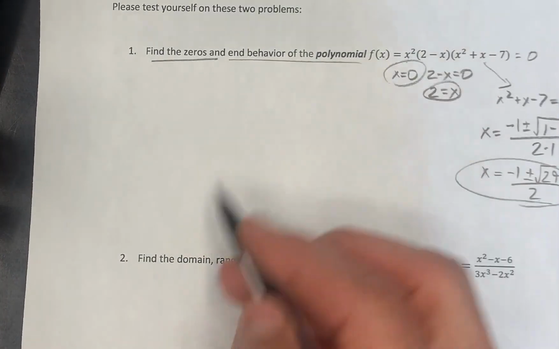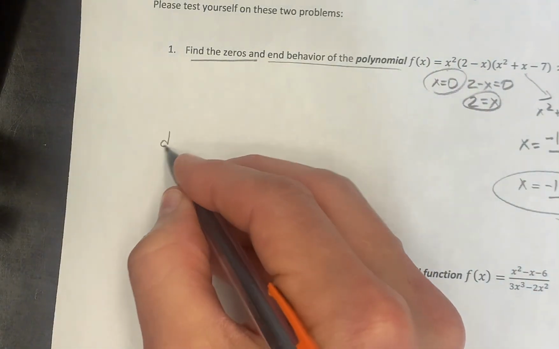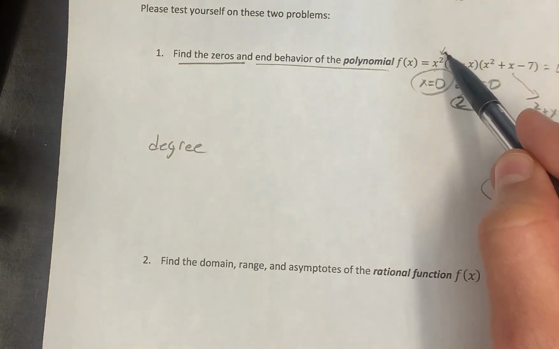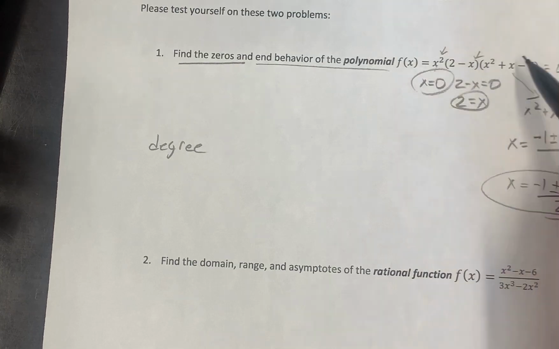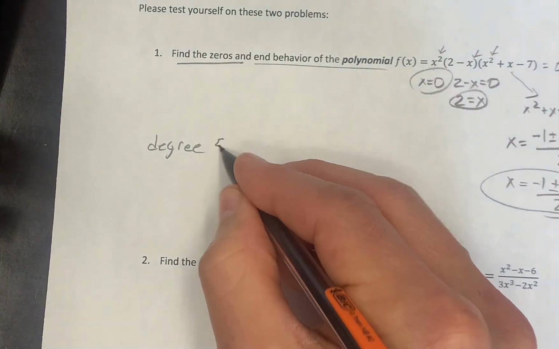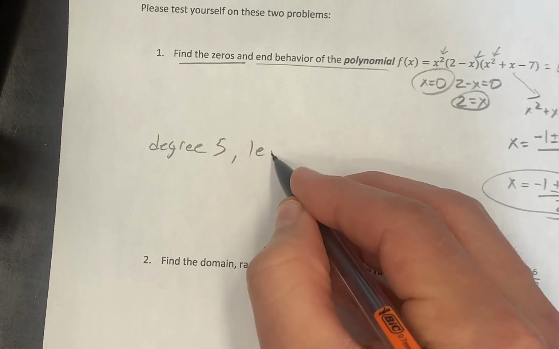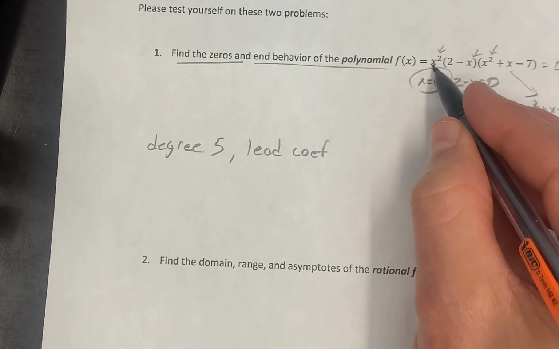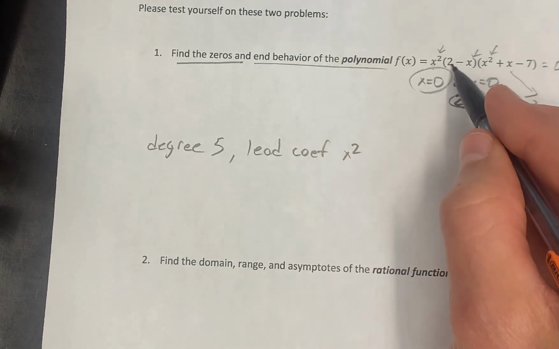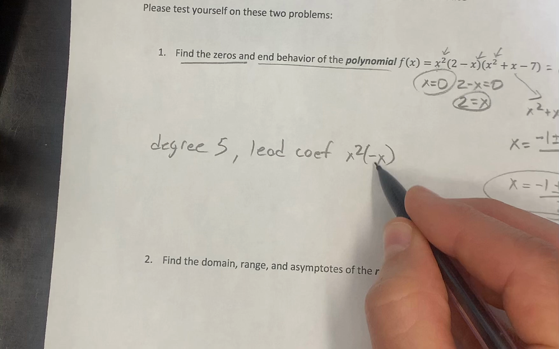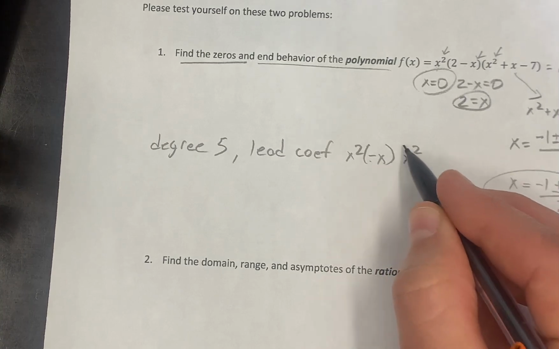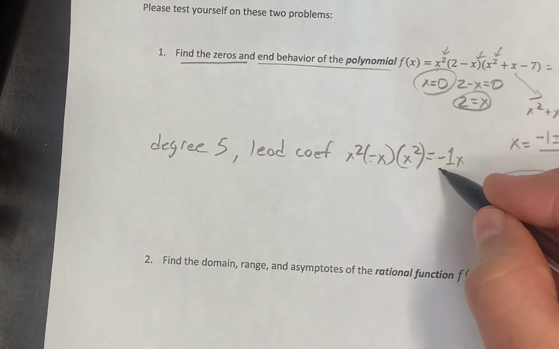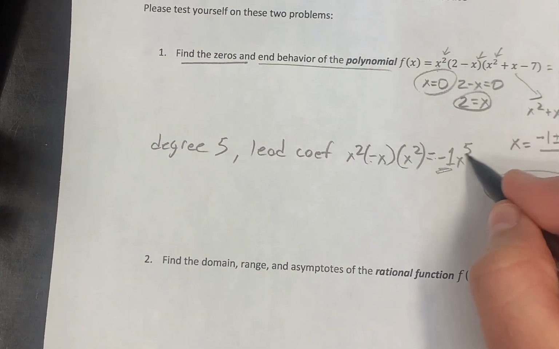Now, as far as end behavior, first I need to know the degree. The degree of this is 1, 2, 3, 4, 5. The lead coefficient is going to be what happens when you take all of those lead terms. So let's say x squared, the 2 won't matter so much. Negative x times x squared. The lead coefficient is actually going to be negative 1, right? So that's the lead coefficient, x to the 5th.